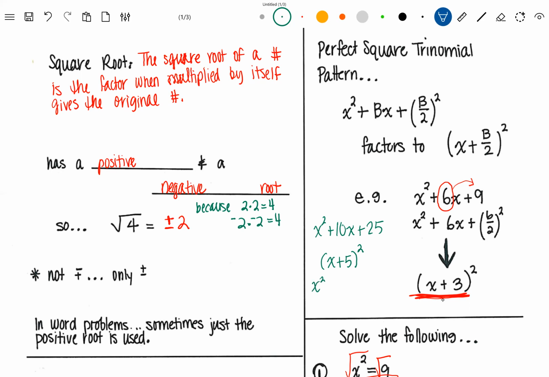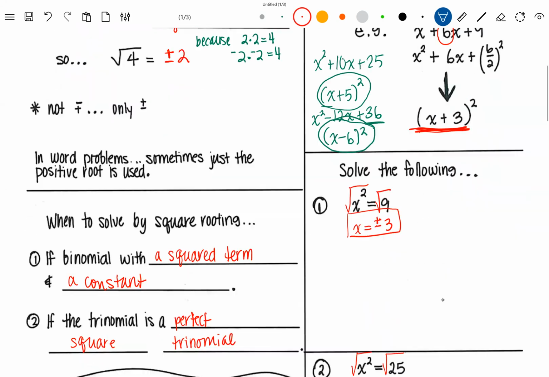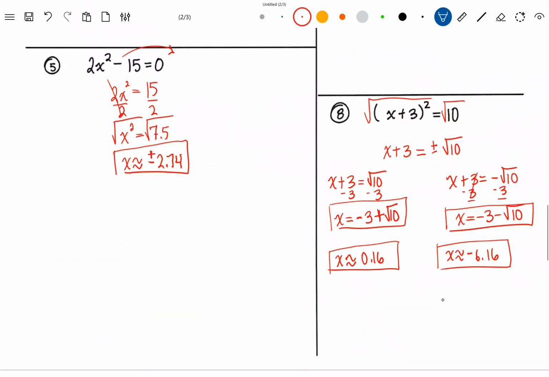Another one, x squared minus 12x plus 36. Half of 12 is 6. 6 squared is 36. This is a perfect square trinomial. It would be written as x minus 6 squared. So, do you have a question about how to tell if it's a perfect square trinomial? No. Okay. So, now let's look at example number 9.